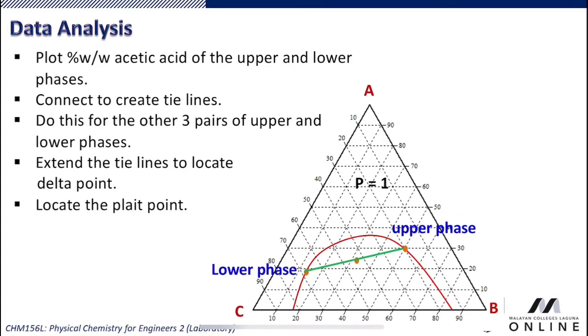Okay, so basically that's it. That's basically the continuation of the first experiment. In the first experiment, we were able to create the binodal curve. In this case, we're able to create the tie lines and then identify the delta point and then the plate point.